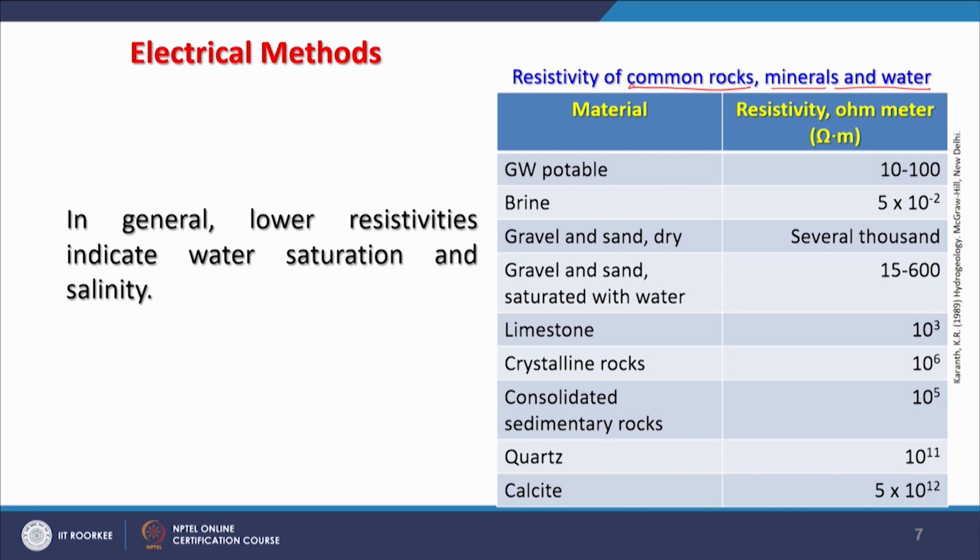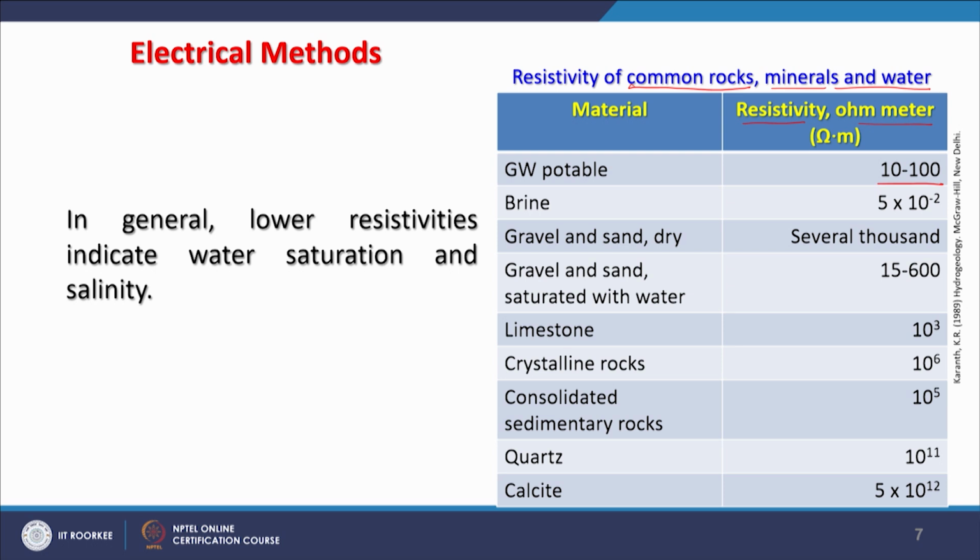We know that there are all kinds of rocks, so we cannot have an exhaustive table, and so very common rocks which we will be seeing, and also the minerals which are sometimes encountered among formations, and of course, the water, saturated or not. So, if we see the water which is potable, which is used for drinking and irrigation, that water resistivity in ohm meter would be 10 to 100 ohm meter. Whereas in brine water it is going to be quite less, 5 multiplied by 10 to the power minus 2.